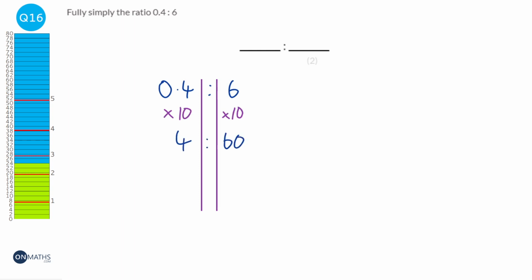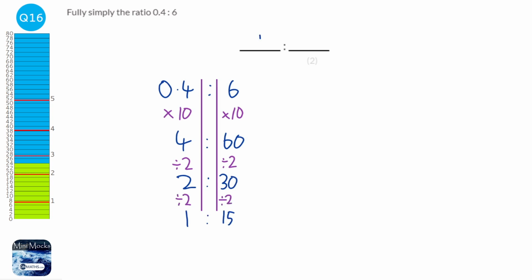Now we can simplify this further, because I can divide left and right by 2. So that would be 2 to 30. And I can do the same again, divide them by 2 again, and that would be 1 to 15. Now you might have just divided by 4, and that would also give you the right answer. In fact, there's a couple of different methods that you can get the same answer with.